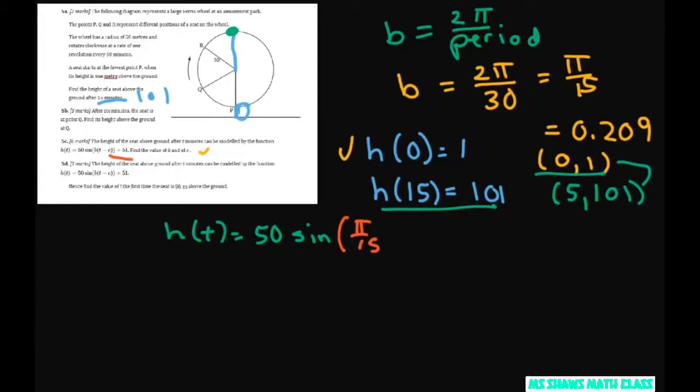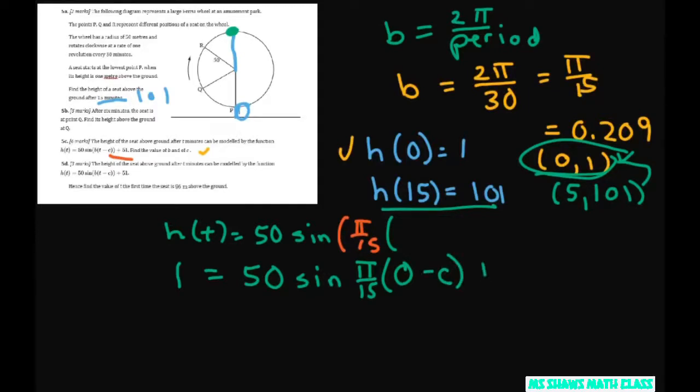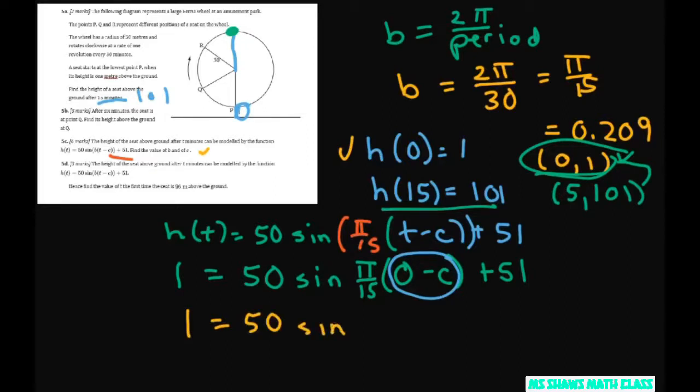So when you plug that in, I'm just going to use this one, 1 equals 50 sine, because we have to solve for c. We already found b. So this is pi divided by 15, and then we had this t minus c. Well, in our case, our t is 0. So it's going to be 0 minus c plus 51. So this is just negative c. So what we get is 1 equals 50 sine of negative pi over 15 c plus 51.